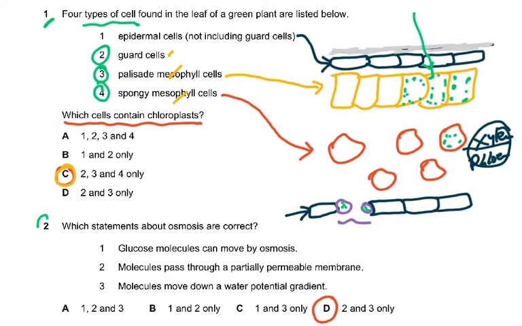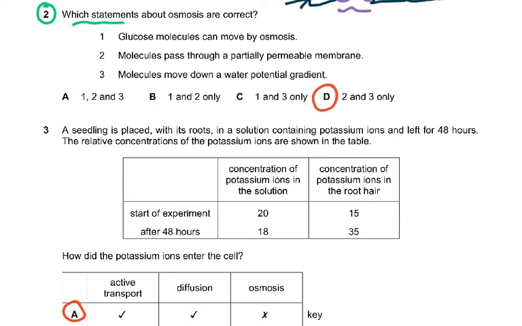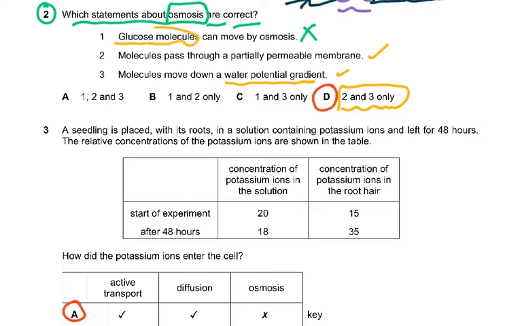Then coming to question number 2, it says which statements about osmosis are correct? Glucose molecules can move by osmosis. No, osmosis is only of water molecules, never of any other molecule. Molecules pass through a partially permeable membrane. Yes, that is correct, because in osmosis there's always a partially permeable membrane. Molecules move down a water potential gradient. Yes, from a high to a lower water potential. That is why the answer is 2 and 3 only. 1 is wrong because glucose never moves by osmosis. Glucose will only move by facilitated diffusion through a channel protein.